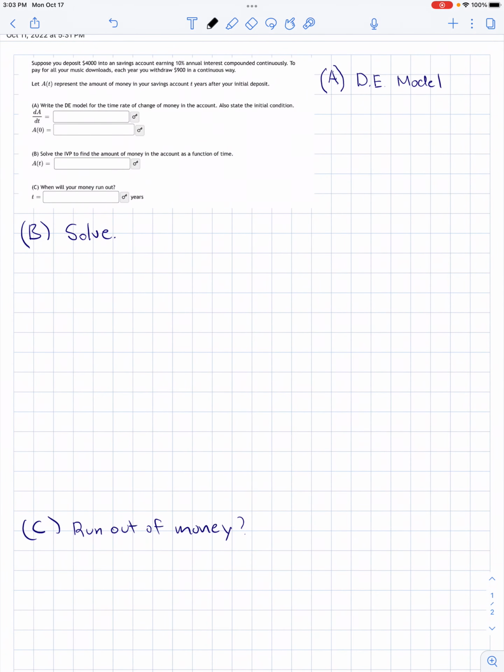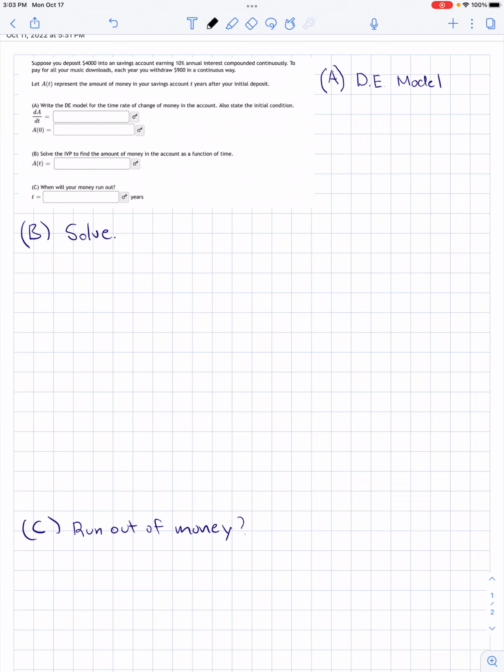Okay, so here we have a problem where we deposit $4,000 into a savings account earning 10% annual interest, compounded continuously. To pay for all your music downloads, each year you withdraw $900 in a continuous way. A(t) represents the amount of money in your savings account t years after your initial deposit. We want to write a differential equation model for the time rate of change of money in the account. We also want to state the initial condition here.